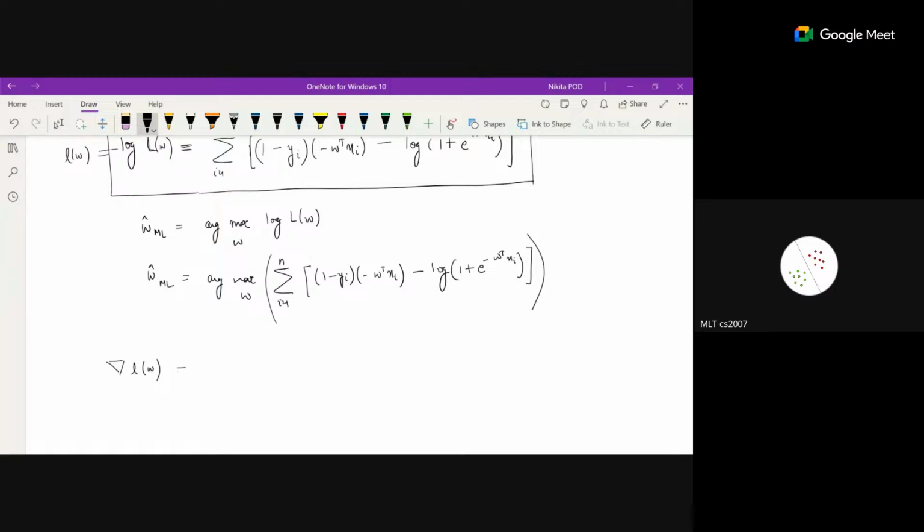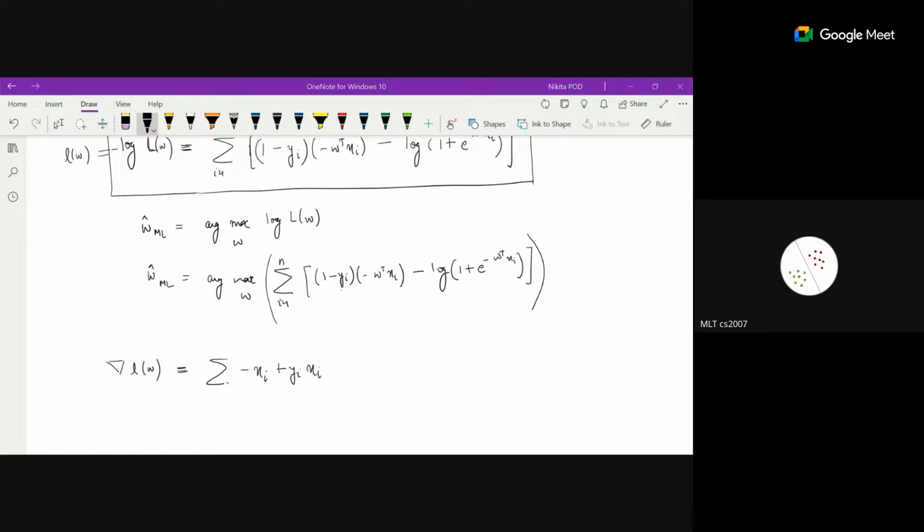When we take the derivative of this, you have minus W transpose xi, which will be just minus xi. And from here you will have yi xi, or minus yi minus W transpose xi to be yi xi.